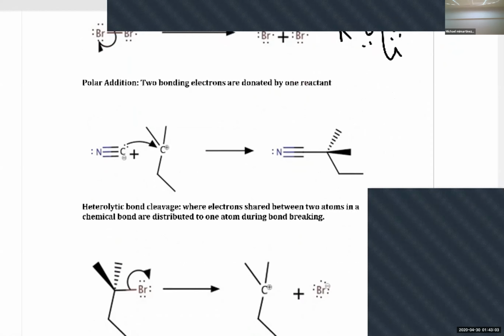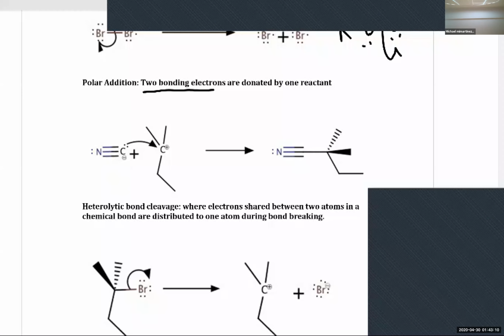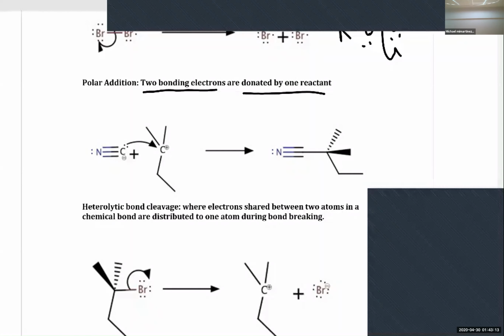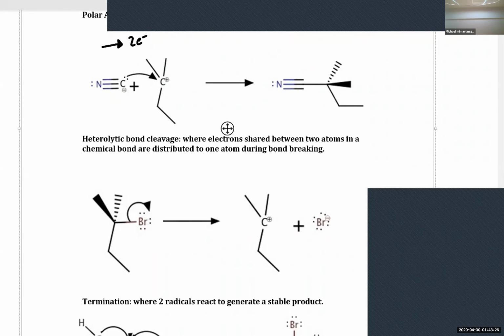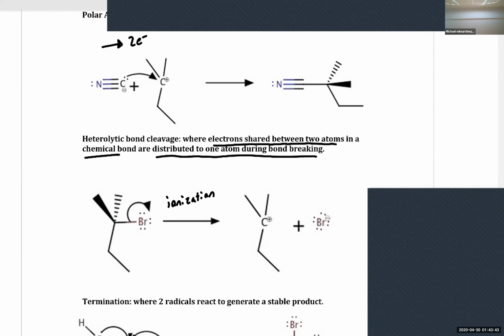So in polar addition, which is what we see a lot in polar reactions involving carbocations, our two bonding electrons are donated by one reactant. So in this case, our equivalent of cyanide is donating these two electrons. So we use a double-headed arrow to signify two electrons moving. For heterolytic bond cleavage, the electrons shared between our two atoms in a chemical bond are distributed to one atom during bond breaking. So for example, in an ionization step, our bromine leaves, and this arrow is saying this bromine receives both of the electrons in the carbon-bromine bond.